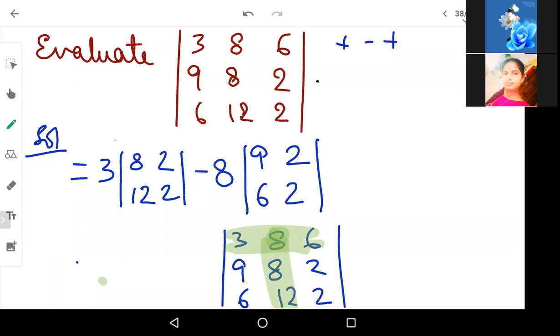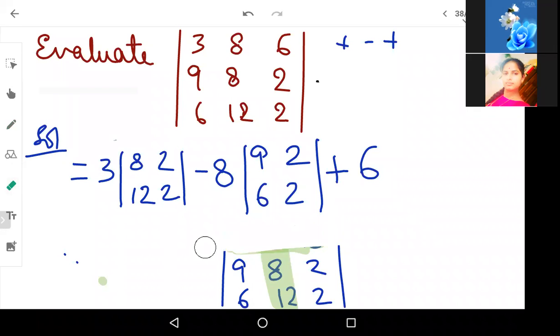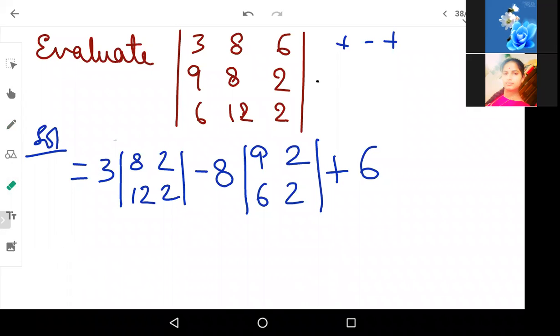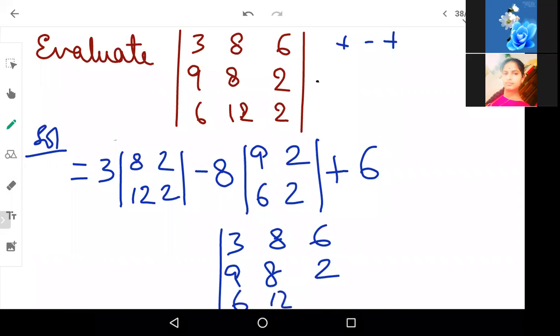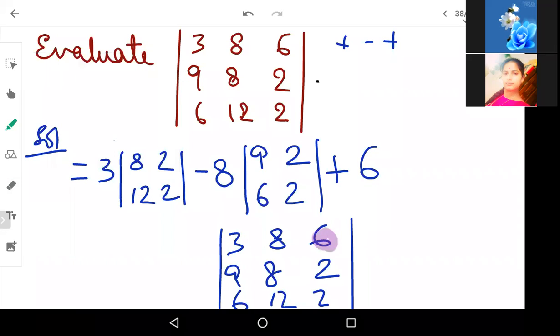Now, coming to the last part, that is 6. Now, when you take 6 here, let me rewrite this. So, we have another determinant. This same determinant 3, 8, 6, 9, 8, 2 and 6, 12, 2. Okay. Now, if I take 6, so which column? First row and third column, correct. So, first row, very good, both of you. First row and third column has to be deleted. So, what is the number?